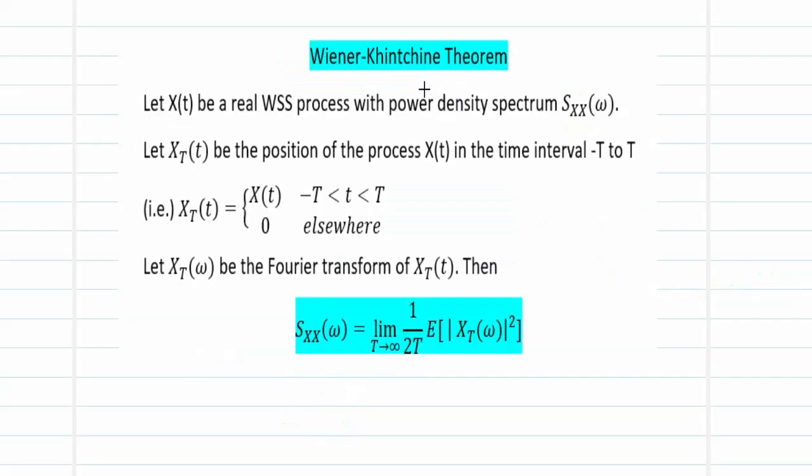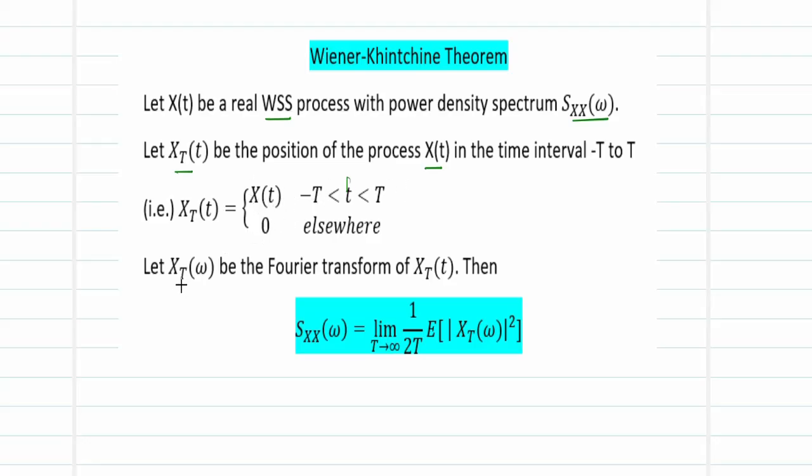Now comes the Wiener-Khinchin relationship, or theorem. First we saw the relationship. This is the theorem. Let x of t be a real WSS process which has a power spectral density Sxx of omega. Let xT of t be the portion of the process x of t in the time interval from minus T to T. That is, when t varies between minus T to T, it takes the value x of t.